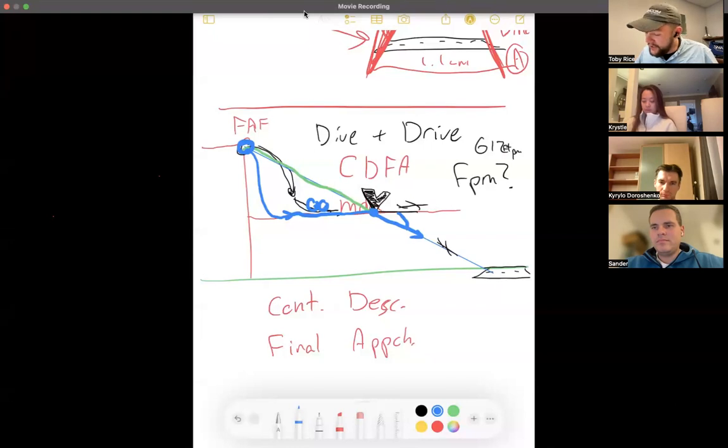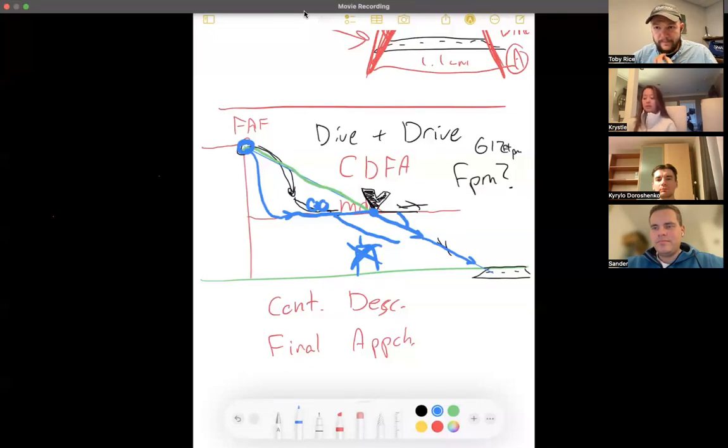Because if you were to descend early right here, there may be obstacles and different things down there that you might hit. But if you're at the VDP, it's basically telling you there's nothing between you and the runway. It's going to be safe getting you there. Does that make sense?